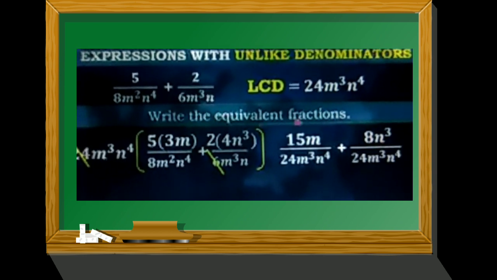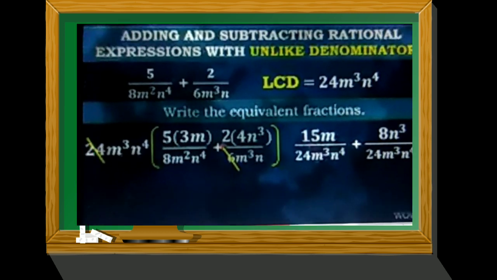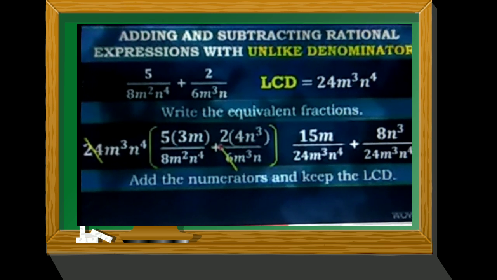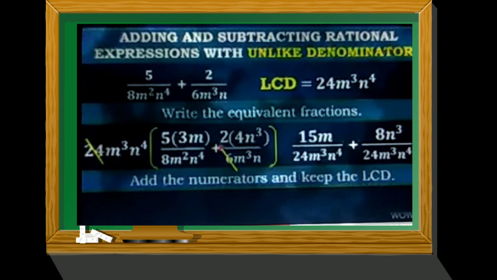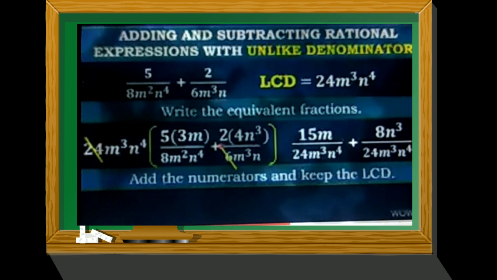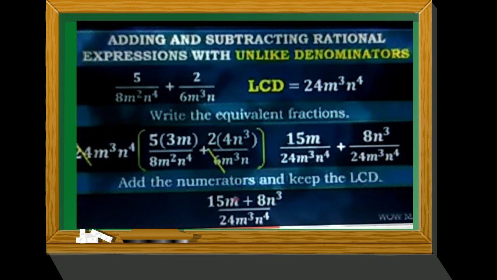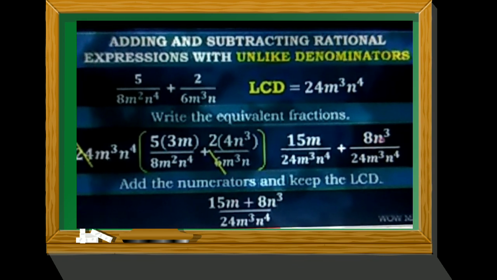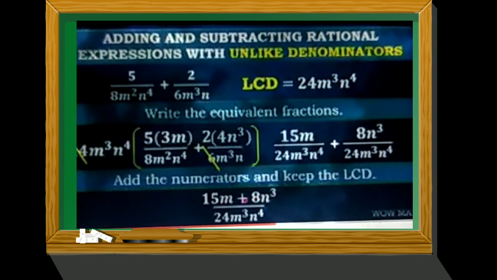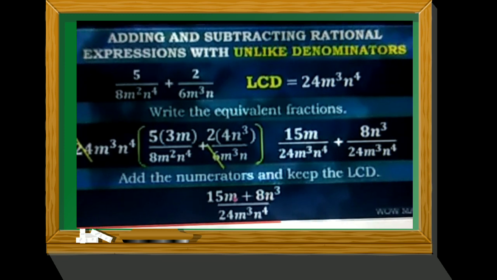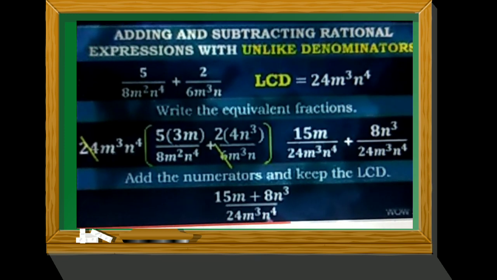So what is the next step? We can now add the numerators and keep, or copy, the LCD. In this portion, we have plugged in the denominator. Our numerator for the first expression is 15m, and for the second expression is 8m cubed. Since we can't combine them because they are not like terms, therefore we can just sum them, and that will be our final answer.